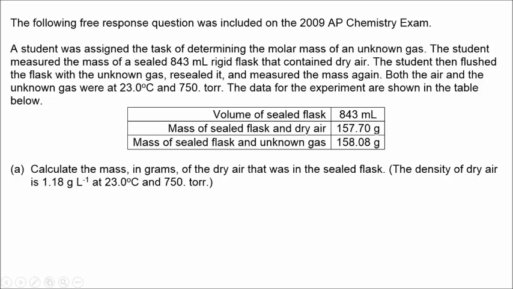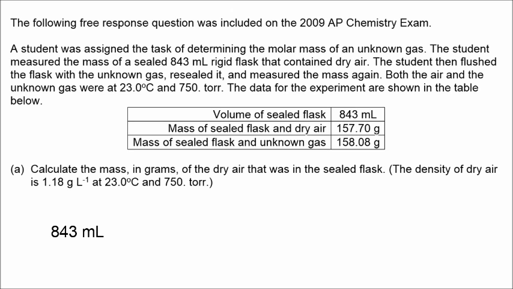Okay, so this particular problem is an old AP chemistry example that relates to gas density. So we have all this given information about a particular flask that contained dry air. And our first task is to calculate the mass of the dry air. Now we really can't do anything with 157.70 grams. That's not going to help us because we have no idea what the mass of the empty flask was. But we can do something with 843 milliliters.